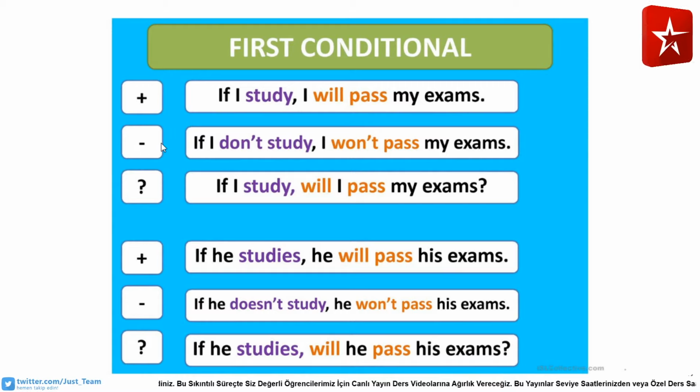When it comes to negative first conditionals, we use not. As you know from the present simple, we use don't or doesn't for the negative. And in the second part, the main clause, we use won't. If I don't study, I won't pass my exams. All right. And the question type.